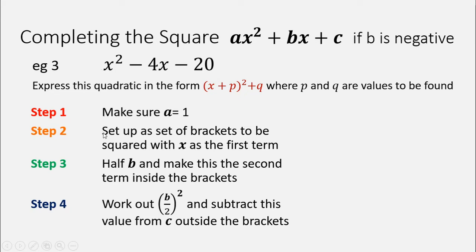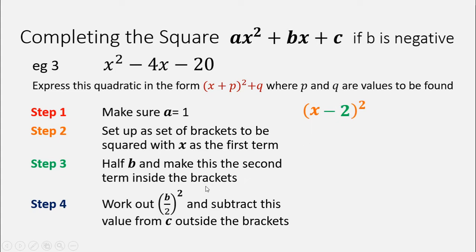Step 2, set up a set of brackets to be squared where x is the first term. Done. Step 3, half b, so half of negative 4. So half of negative 4, that's negative 2. The sign's important. Step 4, do half of b squared. Now be careful. This is negative 2, but negative 2 squared is negative 2 times negative 2. That's going to be positive 4.